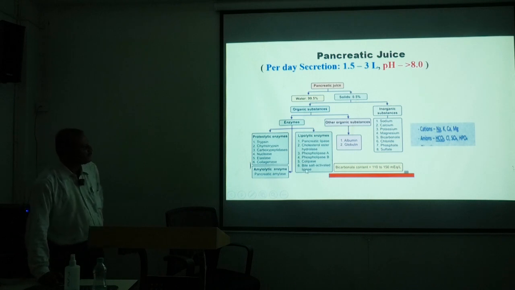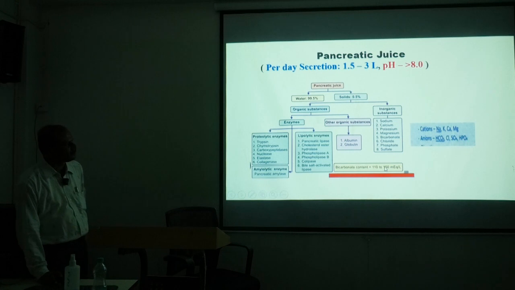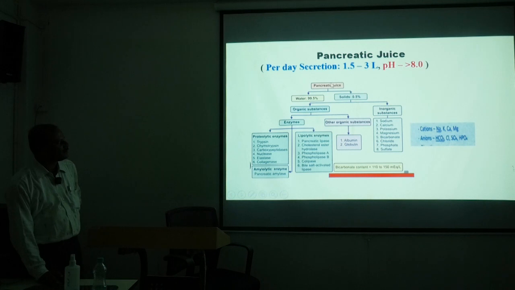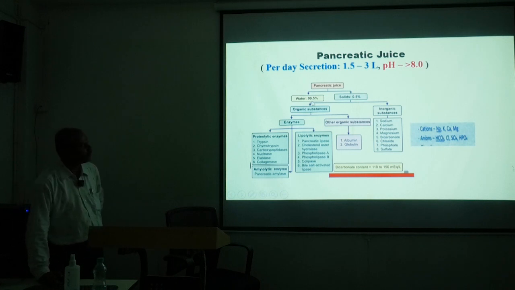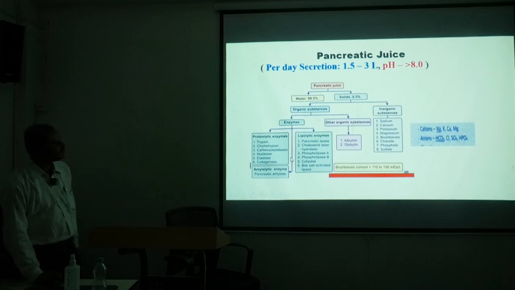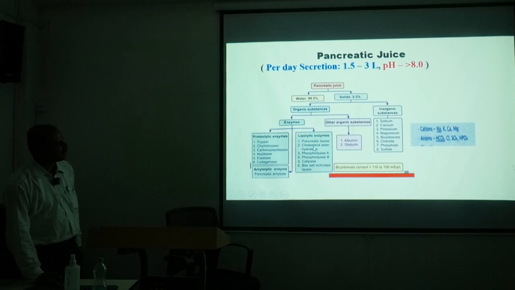And other organic substances are included like this, and the bicarbonate secretion content is 100 to 150 millimoles, and several ions are secreted, like four cations and four anions. These are the main important constituents. But remember, the water content is a maximum of 99.5%, that is, basically water is secreted, in which these enzymes are present and they activate.